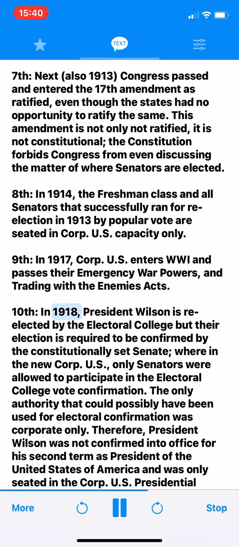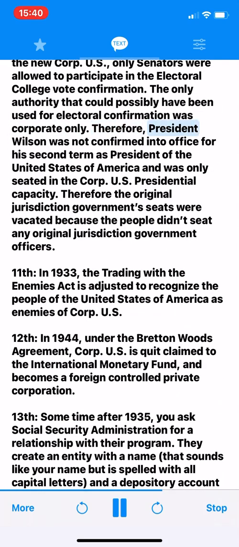10th. In 1918, President Wilson is re-elected by the Electoral College, but their election is required to be confirmed by the constitutionally set Senate, where in the new Corp. U.S., only senators were allowed to participate in the Electoral College vote confirmation. The only authority that could possibly have been used for electoral confirmation was corporate only. Therefore, President Wilson was not confirmed into office for his second term as President of the United States of America and was only seated in the Corp. U.S. presidential capacity.